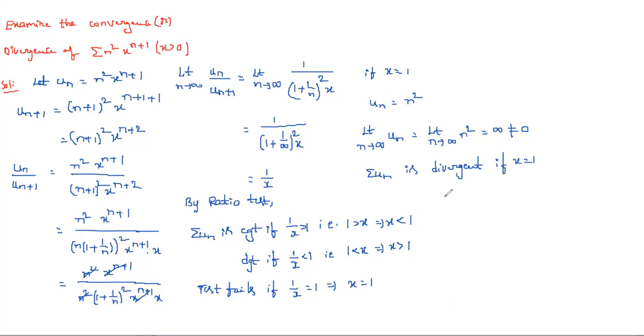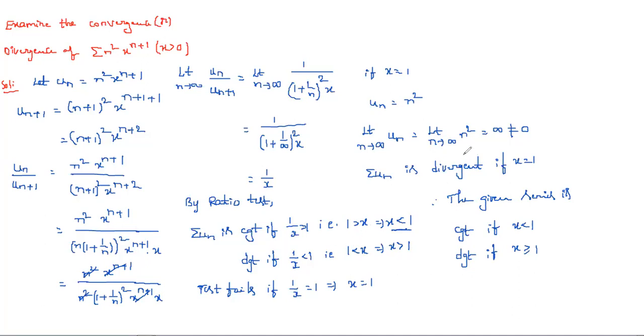And finally, we have to write: therefore, the given series is convergent if x less than 1, and divergent if x greater than or equal to 1. That is, greater than 1 as well as equal to 1. So divergent if x greater than or equal to 1.